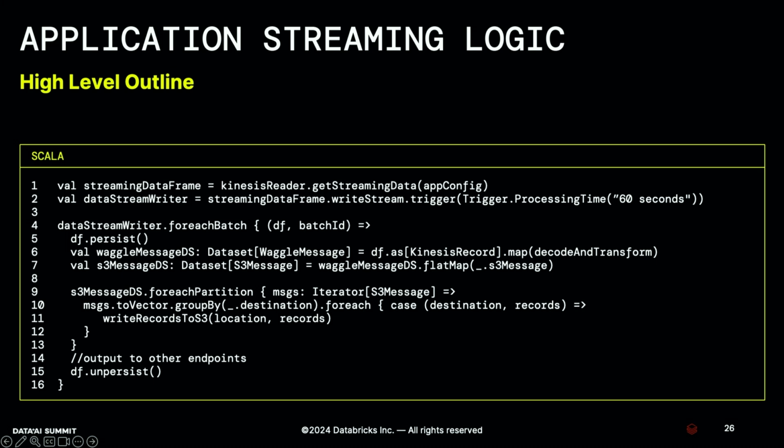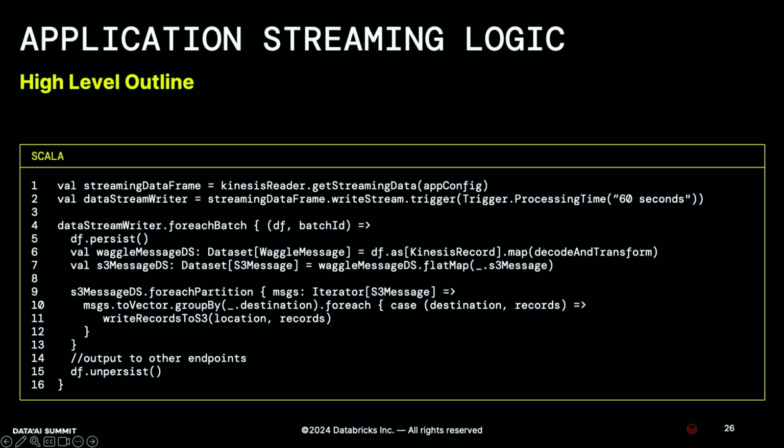foreachBatch is used when there doesn't exist a streaming sink for your storage system or when you want to output to multiple destinations. foreachBatch gives you a data frame to work with, so you can perform all batch operations available to data frames on streaming microbatches. Streaming data frames have fewer operations available to them than batch data frames. So foreachBatch helps overcome this limitation.